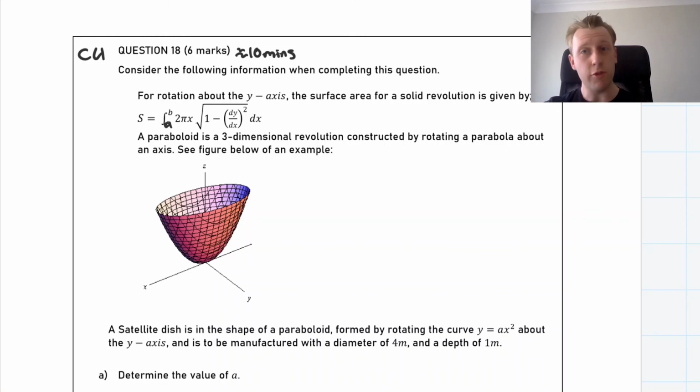Now, you're going to get some information. This is telling us the surface area for a solid revolution is given by a particular formula. Now, you can use this formula if you're just applying your derivatives and you've got a graphics calculator to help you with the integration, right? So if you can imagine the surface area, or how much area it is to paint that particular 3D paraboloid, is given by that expression for the integral. Now, a paraboloid is a three-dimensional revolution constructed by, if you take a parabola and you rotate it about an axis, that's going to give you a three-dimensional shape.